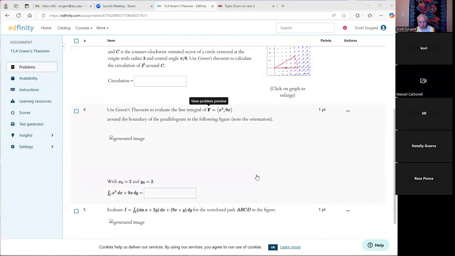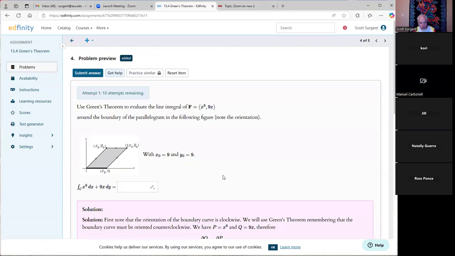So we have 13.4, number 4. Let me share the screen. For some reason, my image, yeah, there we go. All right. Okay, so is this the one you're asking about? Yeah, 13.4. Let me copy down the information here.